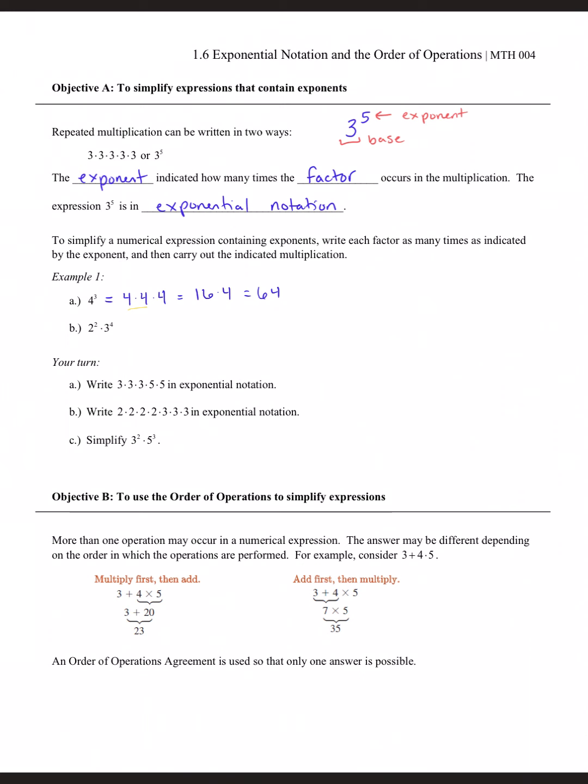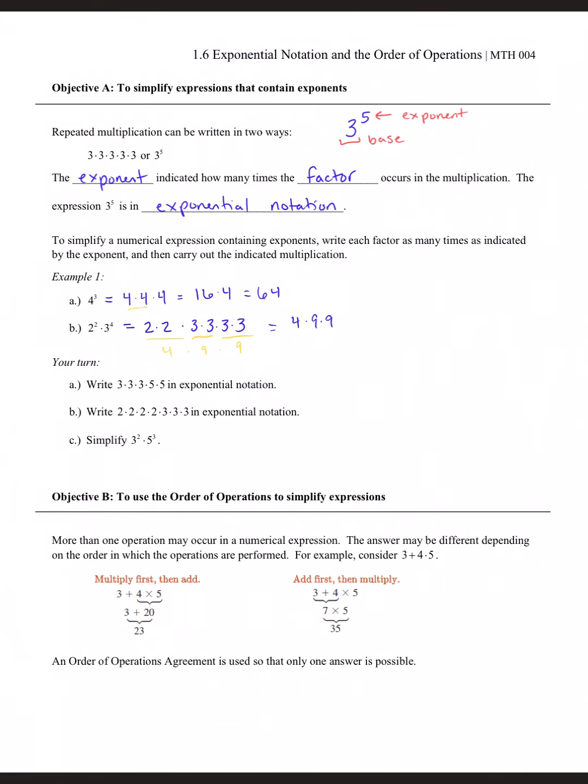So this next one here, we have two things going on. We have two different bases here. We have a 2 and a 3. So we need to look at each of these separately. So for the first one, 2 squared, that means we have 2 factors of 2, and we also have 4 factors of 3. So 1, 2, 3, 4. Now again, we can multiply this in any order. We could say, well, we know 2 times 2 is 4. We could say 3 times 3 is 9, and 3 times 3 is 9. And then we could multiply those numbers all together.